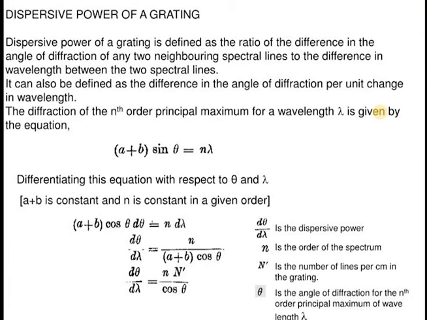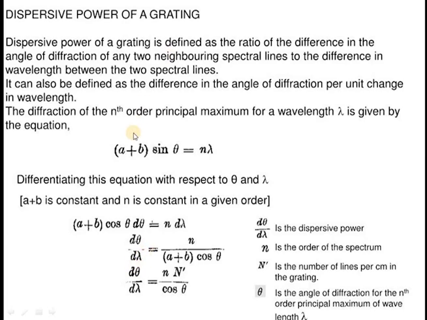Next is the dispersive power of a grating. Dispersive power of a grating is defined as the ratio of the difference in the angle of diffraction of any two neighboring spectral lines to the difference in the wavelength between the same two spectral lines. Simply, I can write the dispersive power as d theta by d lambda. It is the capacity of an optical element or optical instrument to disperse the light, and it is expressed by d theta by d lambda.